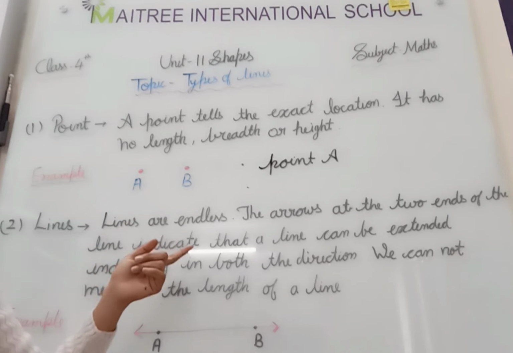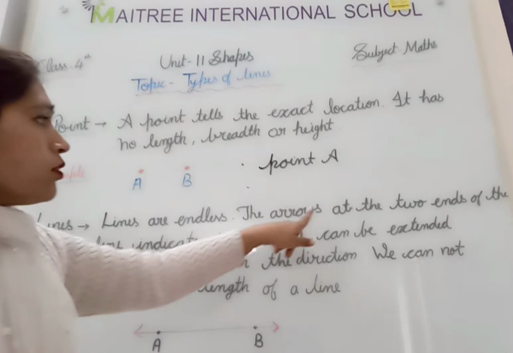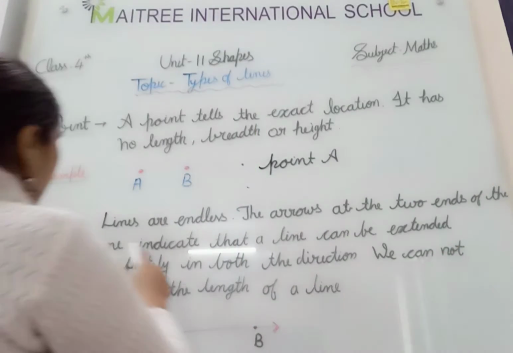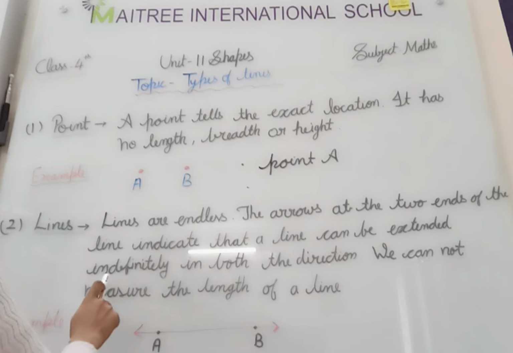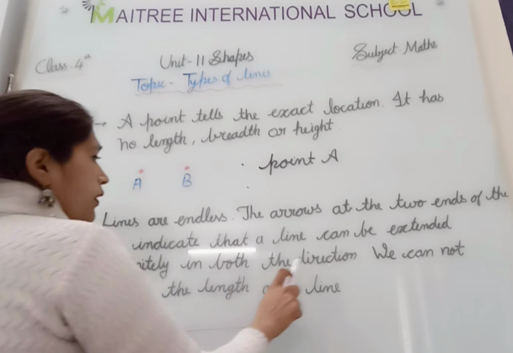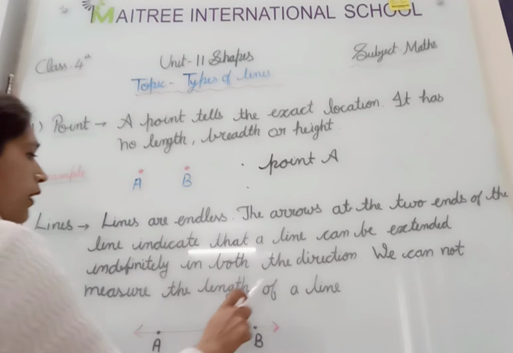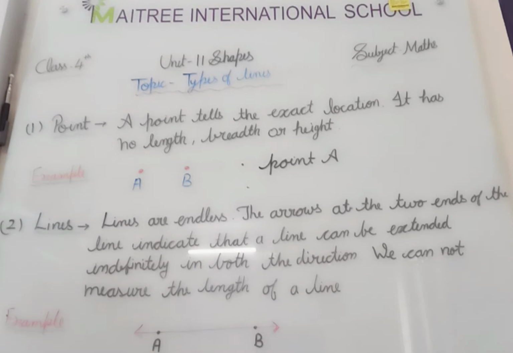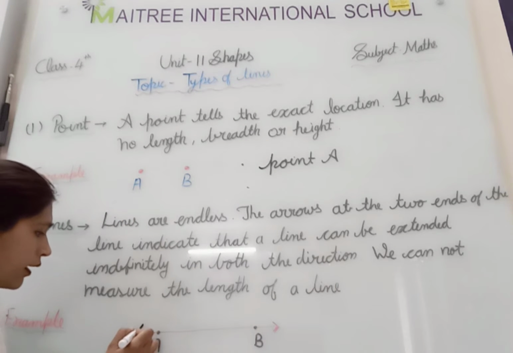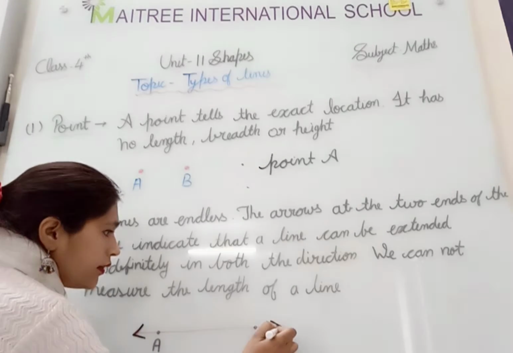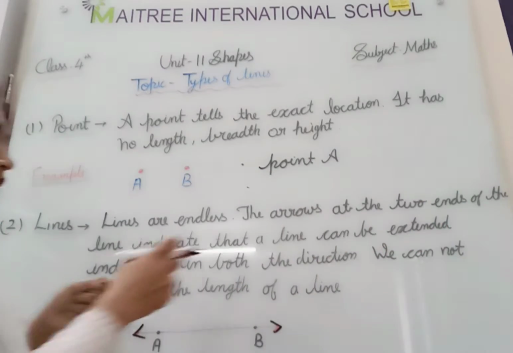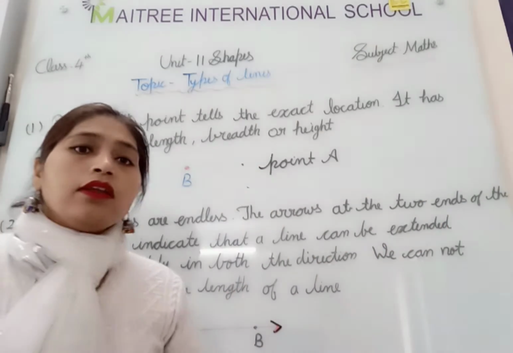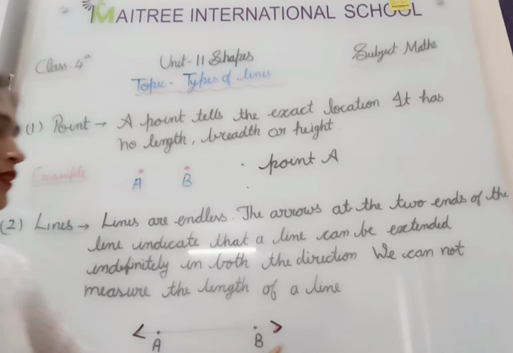So lines are endless. The arrows at the two ends of the line indicate that a line can be extended indefinitely in both directions. We cannot measure the length of a line. Now what is a line? See here, two arrows are there. These two arrows indicate that we can extend it, we can stretch it in both directions. There is no fixed length of a line. We cannot measure the line.